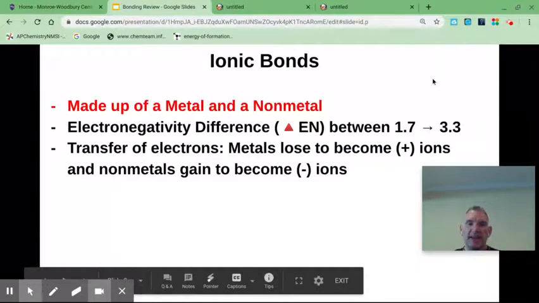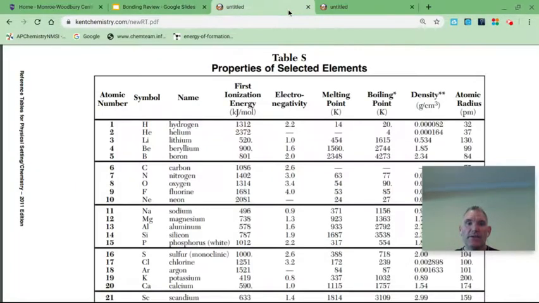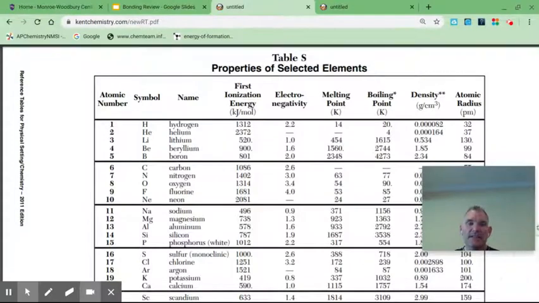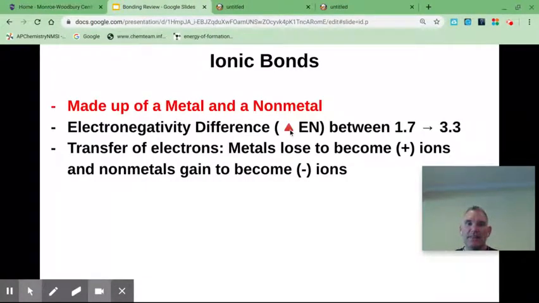Secondly, if it's a metal and non-metal and it's ionic, remember that we had the electronegativity difference. Electronegativity is the ability of an element to attract electrons. So on Table S, the back of your reference table, has the electronegativities of all the elements. If we look them up and subtract, remember that's what the triangle means, I'm going to get an answer between 1.7 and 3.3. When this occurs, we transfer electrons, and the metal loses the electron to become positive, and the non-metal gains to become negative.